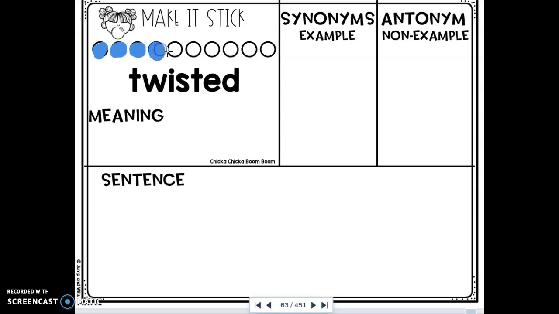So these are some examples. So I want you to think of some different ways you can use the word twisted in a sentence. And then after you've used it a few times, color in the dots.